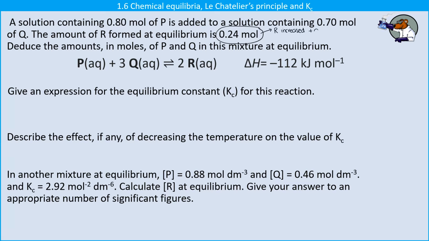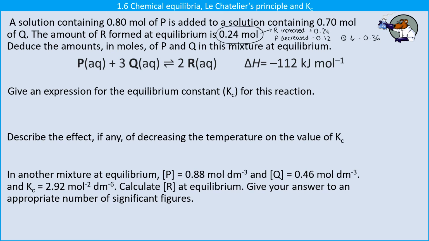And what I can then do is use the coefficients in my symbol equation to see, for every 1 mole of R, how much P and Q was used up. The answer is that for every 2 moles of R, I've used up 1 mole of P. So in other words, half the amount. So for the 0.24 moles of R that I've gained, I must have lost 0.12 moles of P. And then I'm using 3 times more Q than P, so I'm losing 0.36 moles there.